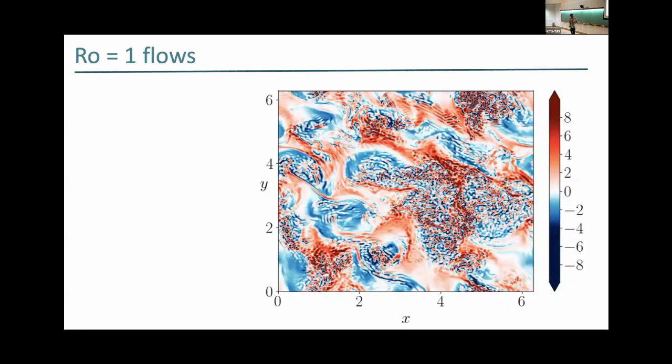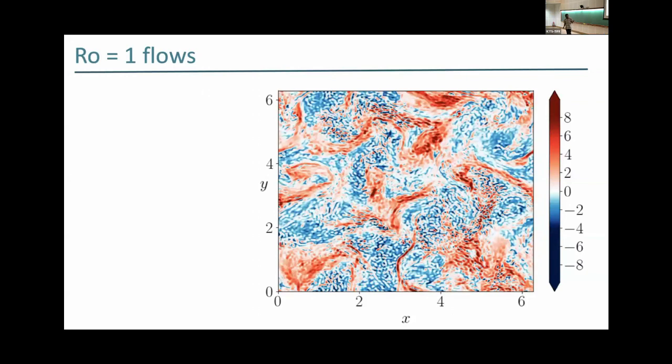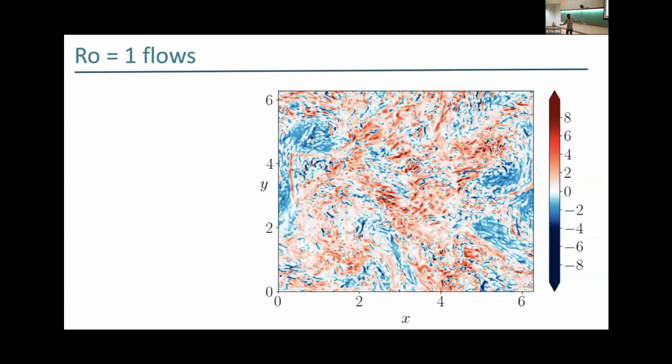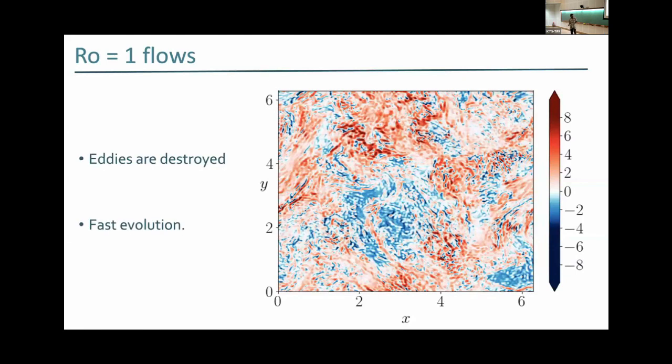However, if you look at Rossby 1 flows, the eddies break down catastrophically. It's a small scale flow, eddies break down, and it's a very fast evolving flow. So eddies are destroyed, and it's fast evolution. The only change in these two cases is the Rossby number. And now you can tell me that this is obvious because you increase the Rossby number 10 times, which means you increase the nonlinearity. And if you increase the nonlinearity of the system, there will be more interactions. Tides will try to break the eddies.